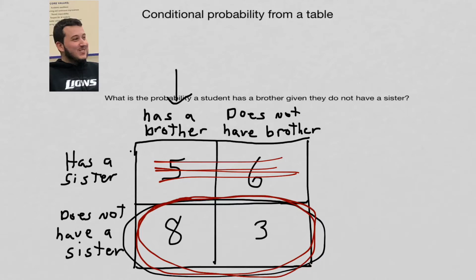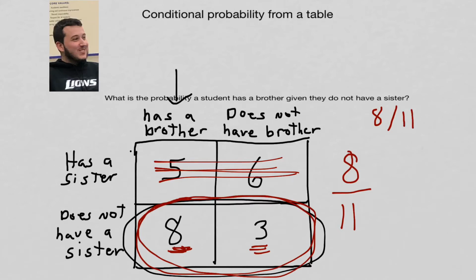What is the probability a student has a brother given they do not have a sister? So if we look down here, the probability is going to be 8 out of 8 plus 3, out of 11. That's your answer right there. You don't have to do anything. You enter that straight into the Delta Math. You'll type in 8, and you're going to hit a bar like this, and then it'll give you a fraction. Then you type in 11.